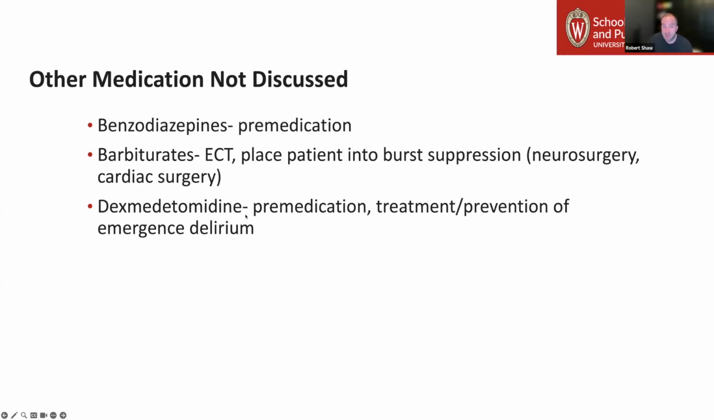And then dexmedetomidine, I use this all the time. It's an alpha-2 agonist. I use it as a pre-medication, as a post-medication to prevent emergence delirium. But in terms of an induction, getting doses high enough would be clinically almost impossible with dexmedetomidine solely. So we're not going to talk about this today.